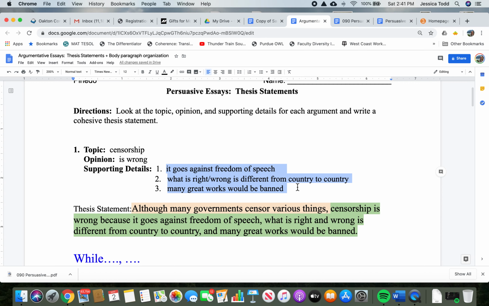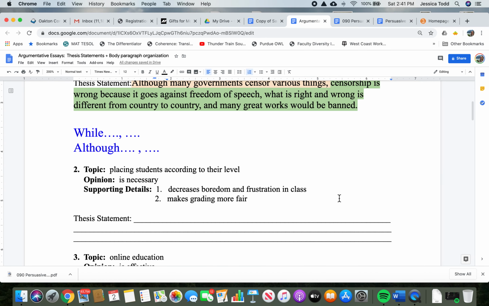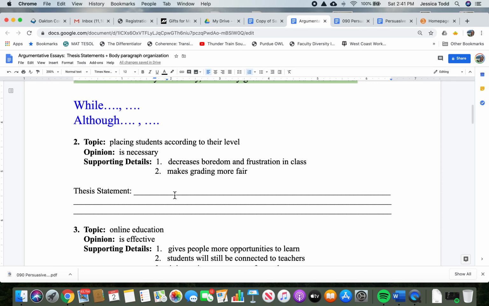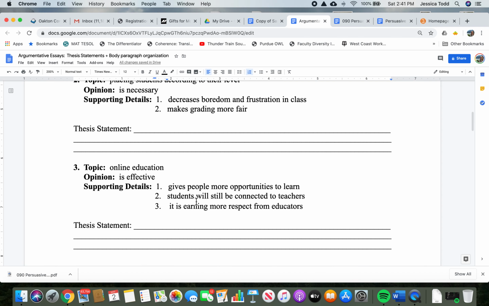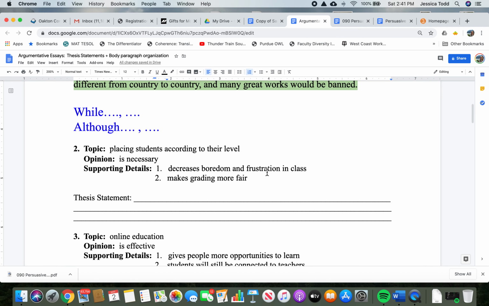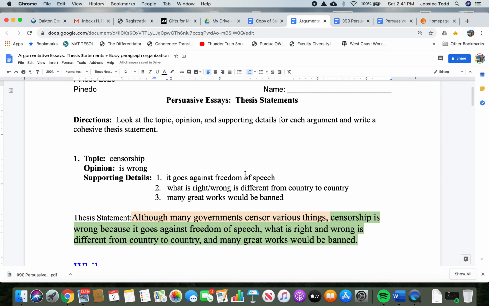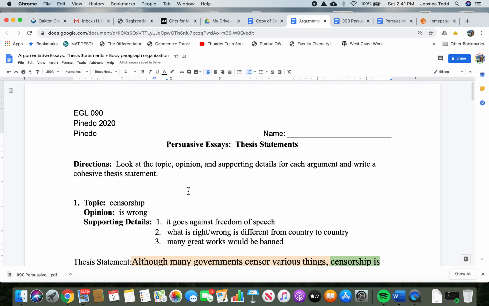So for homework, I'm going to ask you to complete the worksheet on your own for the other topics. Some will have 2 supporting details, others will have 3. But again, your goal is just to make one thesis statement that is one sentence and that incorporates all of these details, okay? So that's it.